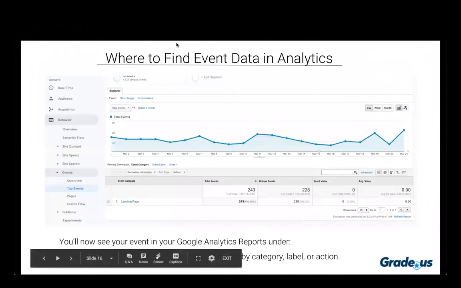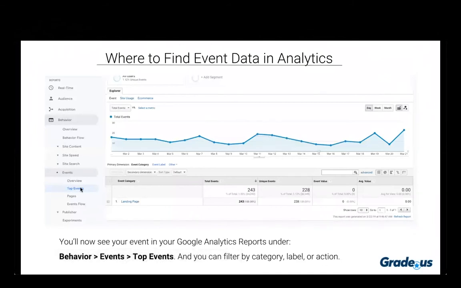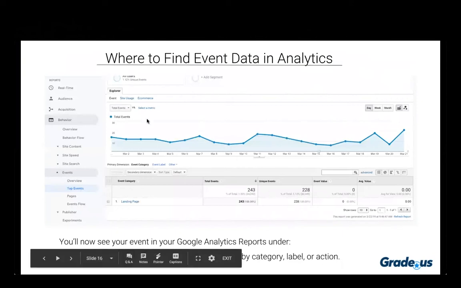So you basically come to Google Analytics, you come over to the behavior, you come down to the events, and this is where you can start seeing the events firing based on the event category, event label, and some of the other, total events, unique events there.